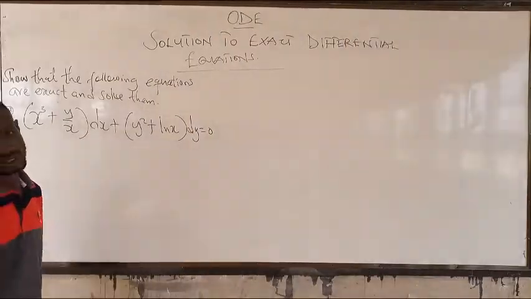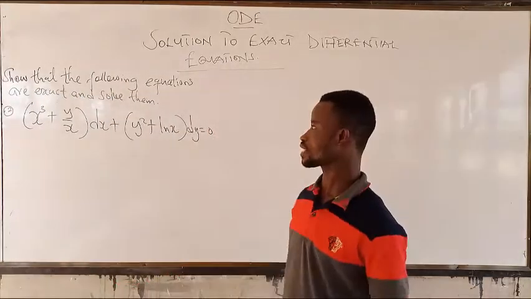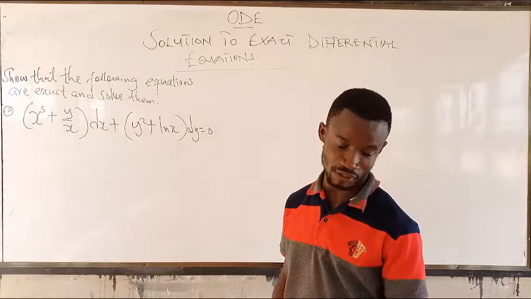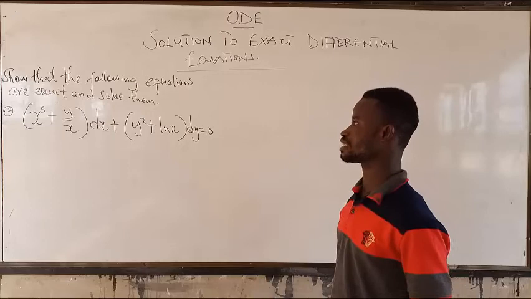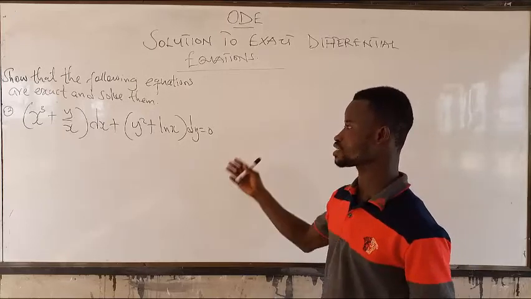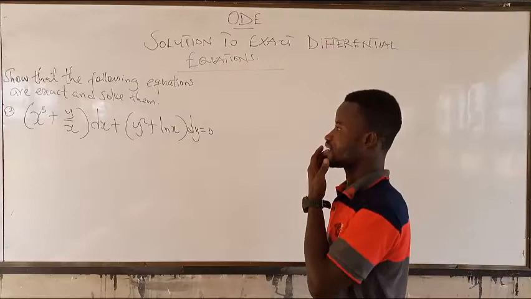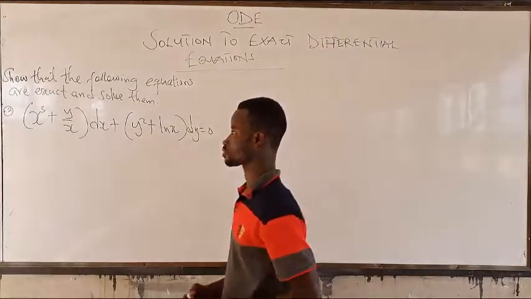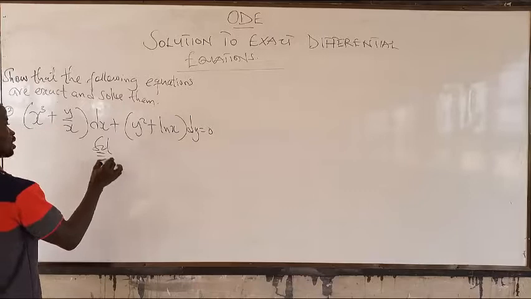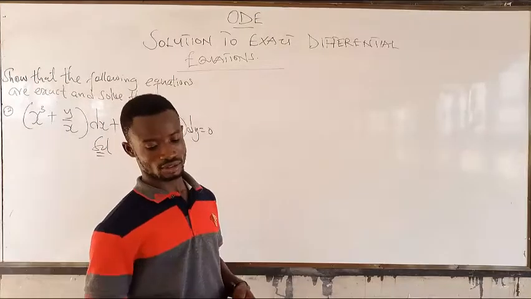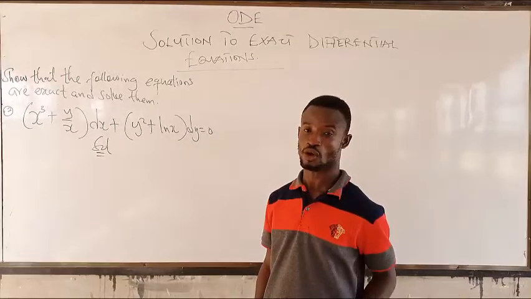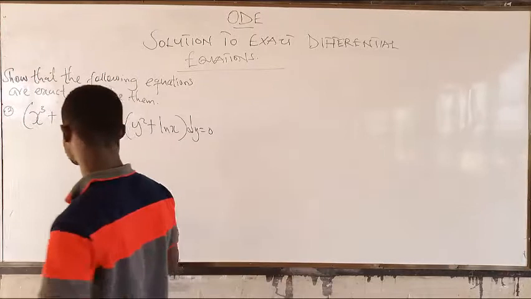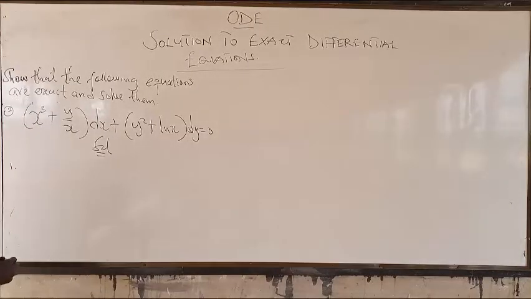Alright, so we are back. Let's look at our second question under exact differential equations. We have to show that the following equations are exact and solve them. The first thing to do is to show whether it's exact or not. Even if you are not asked to show, whether you like it or not, you show before you solve. So the first thing to do is to check whether it's exact. How do we check whether it's exact or not?